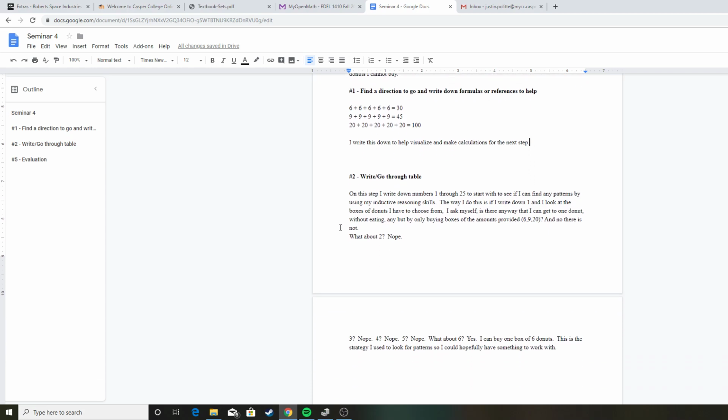So number 2 is write and go through a table. On this step, I write down numbers 1 through 25 to start with to see if I can find any patterns by using my inductive reasoning skills. The way I do this is, if I write down 1 and I look at the boxes of donuts I have to choose from, I ask myself, is there any way I can get to one donut without eating any, by only buying boxes of the amounts provided, 6, 9, or 20? And no, there is not.